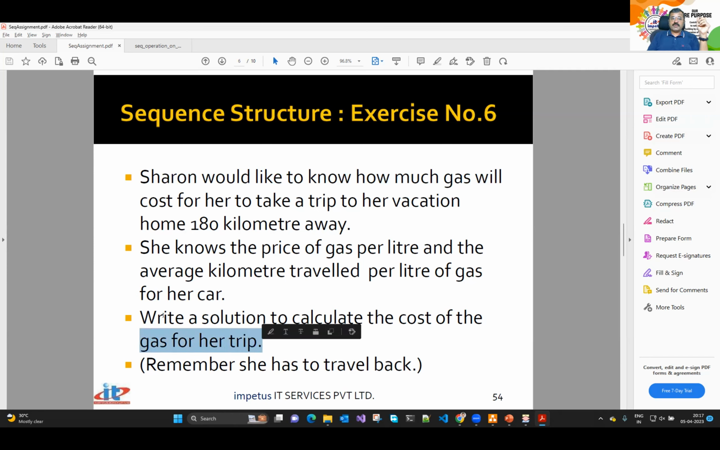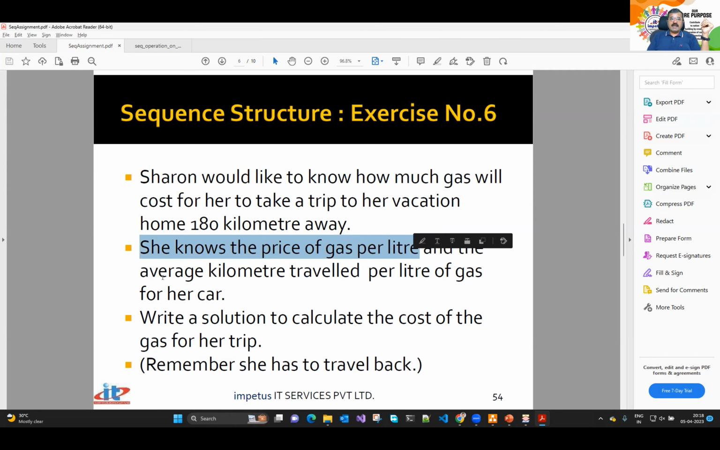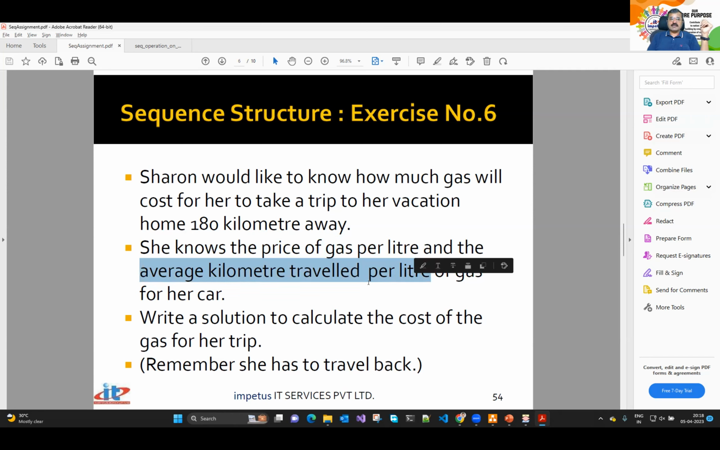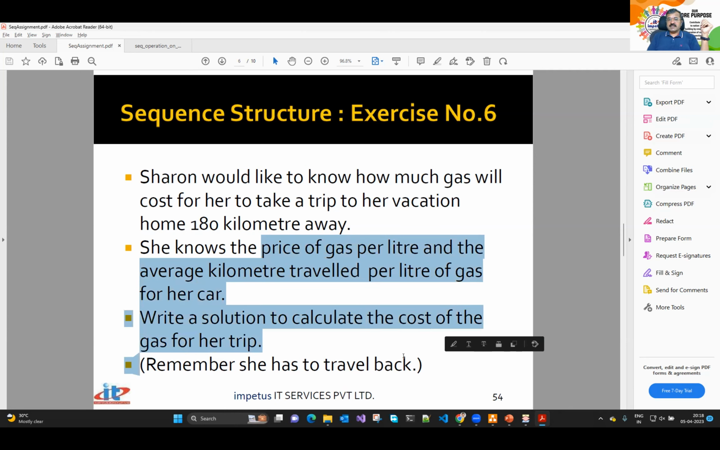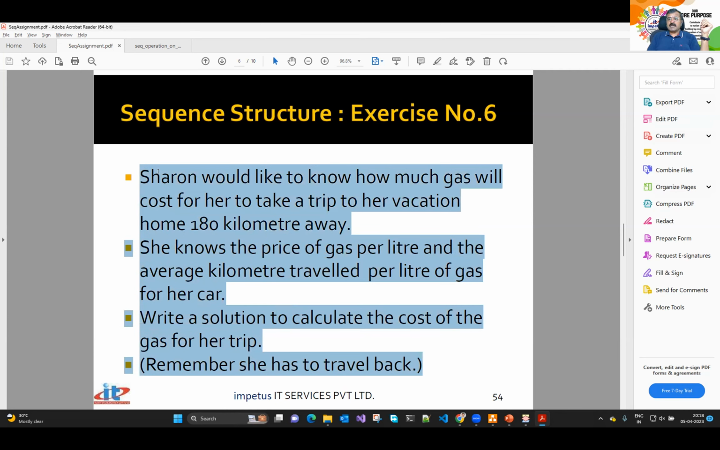She knows the price of the gas per liter. Now she knows means we'll have to ask her, and the average kilometers per liter. So she knows how much performance her vehicle gives, so we'll have to ask her, and based on that we'll have to calculate. Many of you had discussed this yesterday. Other than Kaustubh, anybody else has solved this particular thing? I would like to look at the solution of all of them who have solved it.